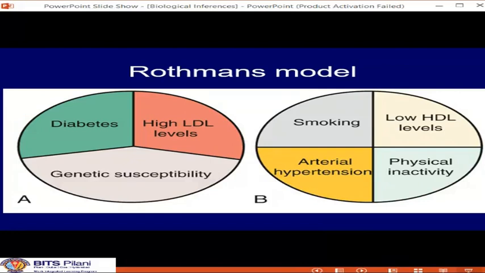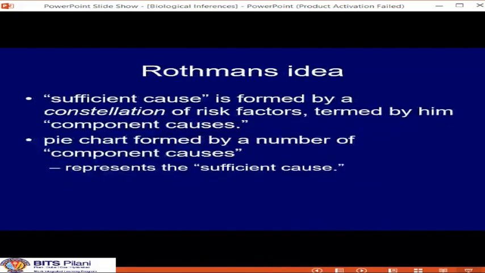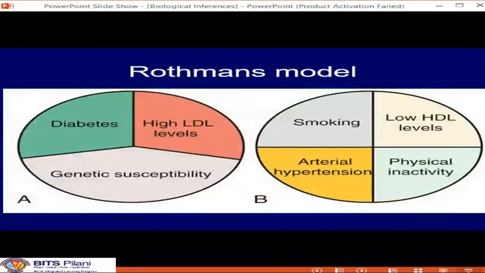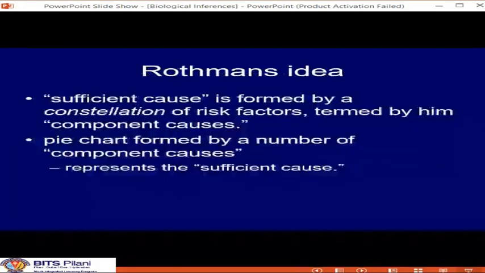So this is probably the most accurate method of looking at causality for most diseases. Rothman's idea was about a sufficient cause. Instead of saying a single item is a sufficient cause, it is really a constellation or a group of risk factors. So he used to call these component causes. All the factors in one single Venn diagram are component causes. Diabetes, high LDL, and genetic susceptibility together are called component causes. And together they become a sufficient cause for causing disease. So this is one way of looking at causality.